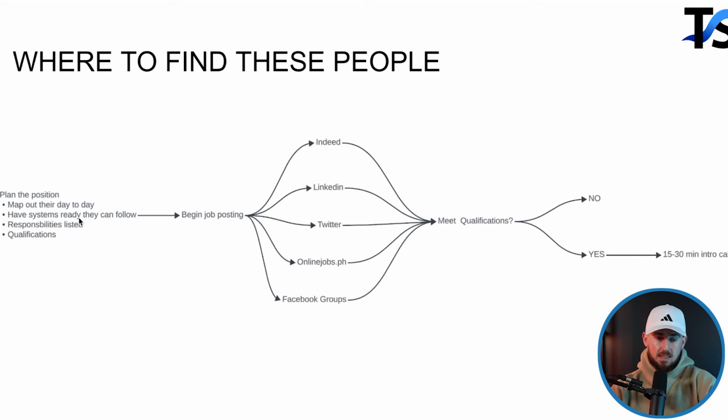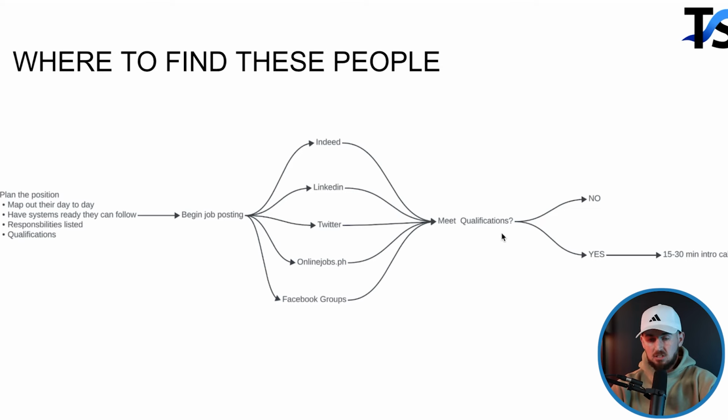Now, systems, they should already have systems on how to write copy or how to media buy. But how do they work best within your company? You need to look at the systems for that, which we'll go into in a little bit. Then you can start beginning your job posting once you have all of this mapped out. A couple places you can use are Indeed, LinkedIn, Twitter, online job sites, and Facebook groups. All places where you can find these particular key people.